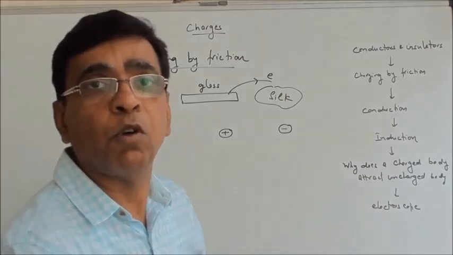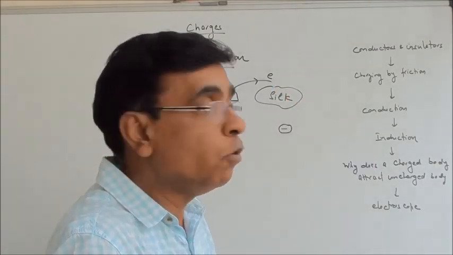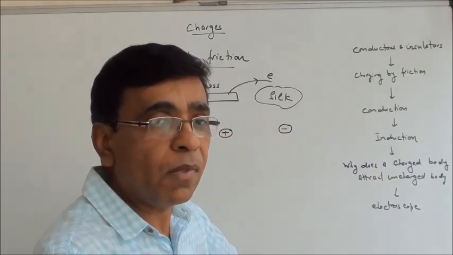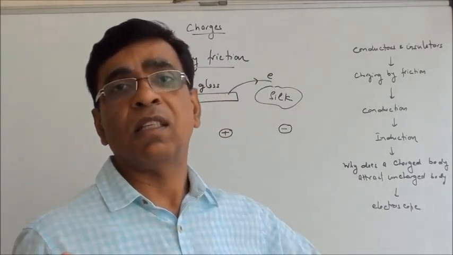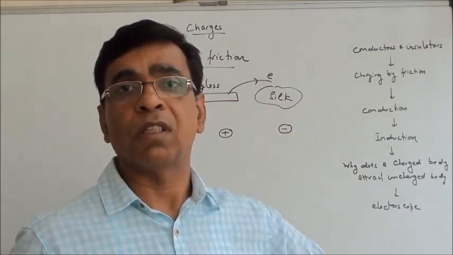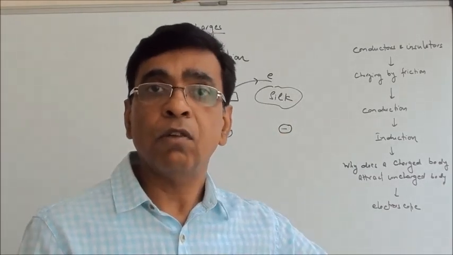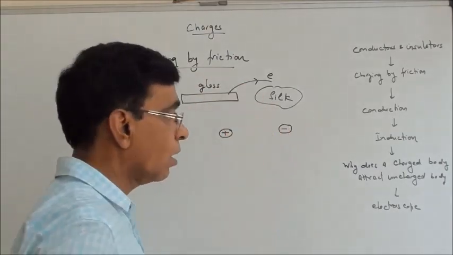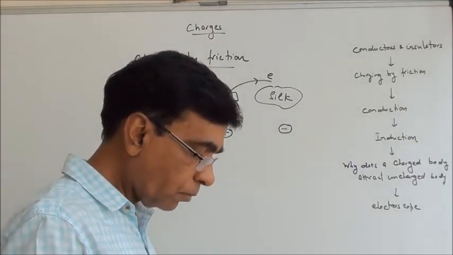By friction we provide energy. The electrons are transferred from body 1 to body 2. One acquires positive charge, the other acquires negative charge. Comb, balloon, in all these cases electrons are transferred from 1 to 2, and the energy for it we are providing through friction. So friction is responsible for charging the bodies.